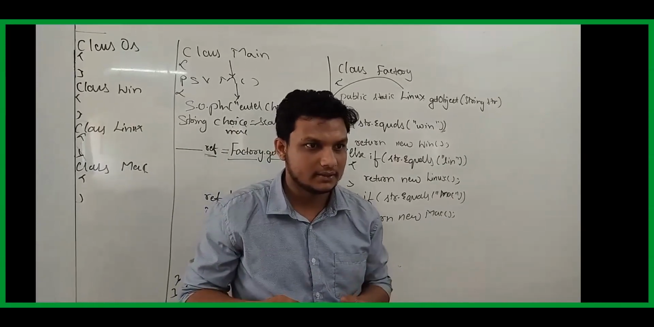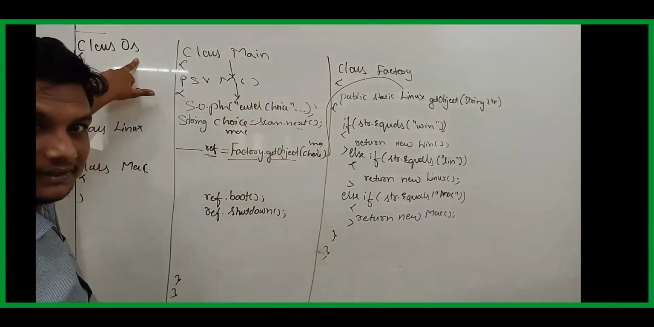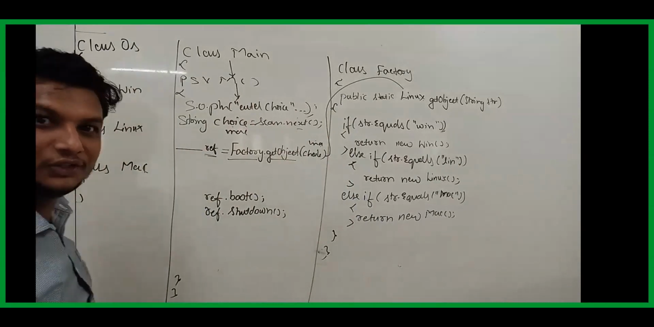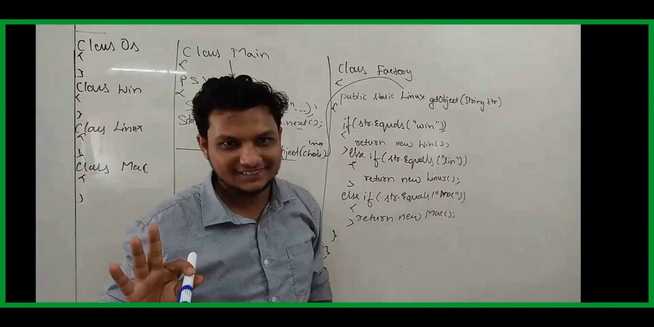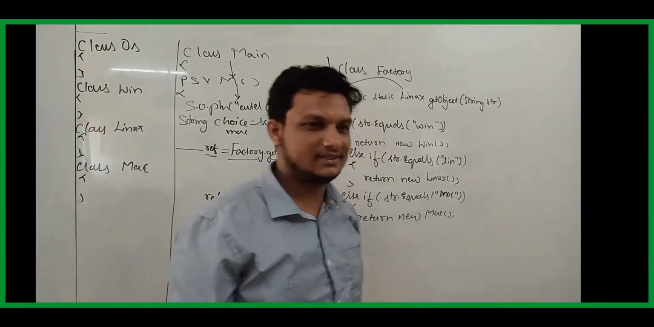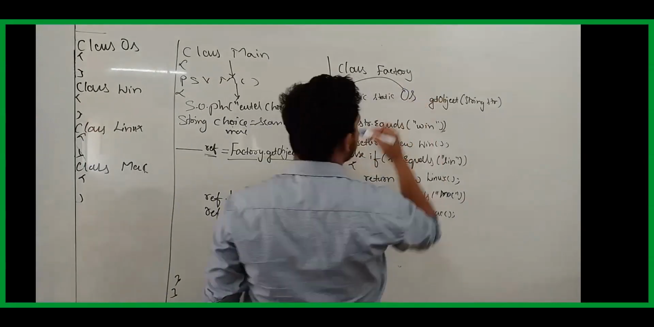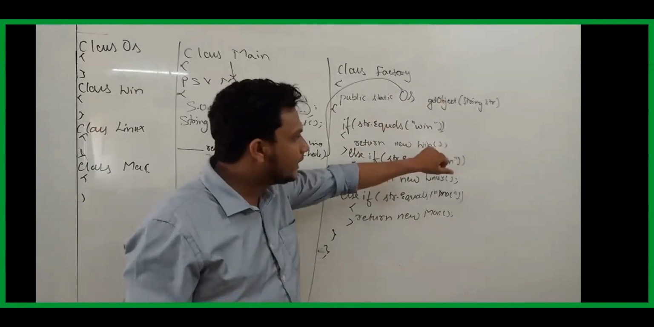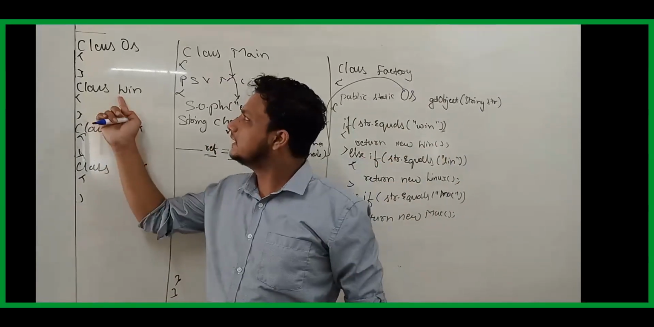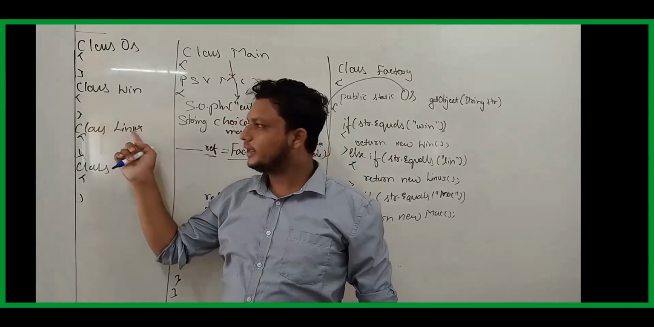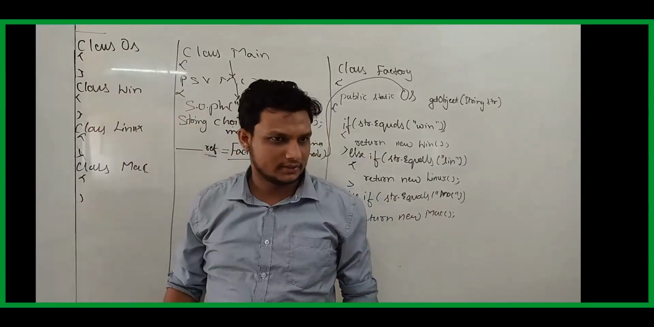Anything else? OS, you're telling this class. Are you sure? No, I'm not sure. Then you are blindly throwing some answer, whether it is correct or not. It's correct. Yes. Why? Because if I write OS here, now if I want to return Windows, Windows is the child class of OS. Linux is also a child class of OS. Mac is also a child class of OS.